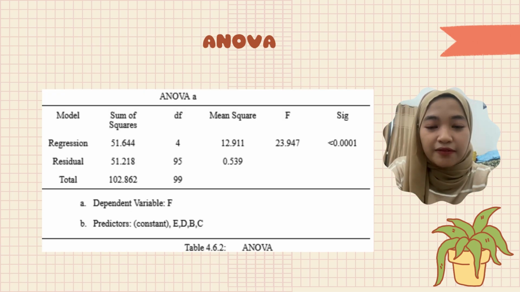ANOVA was used to see if the predictor variables, platform, interaction, technology, and mode, have a significant effect on the dependent variable. The F statistic is 23.947 with a p-value less than 0.001. Since the p-value is much smaller than 0.05, the result is statistically significant. This means that at least one of the predictor variables has a meaningful impact on the dependent variable. Overall, the ANOVA shows that the model is significant and the predictors are related to the outcome.